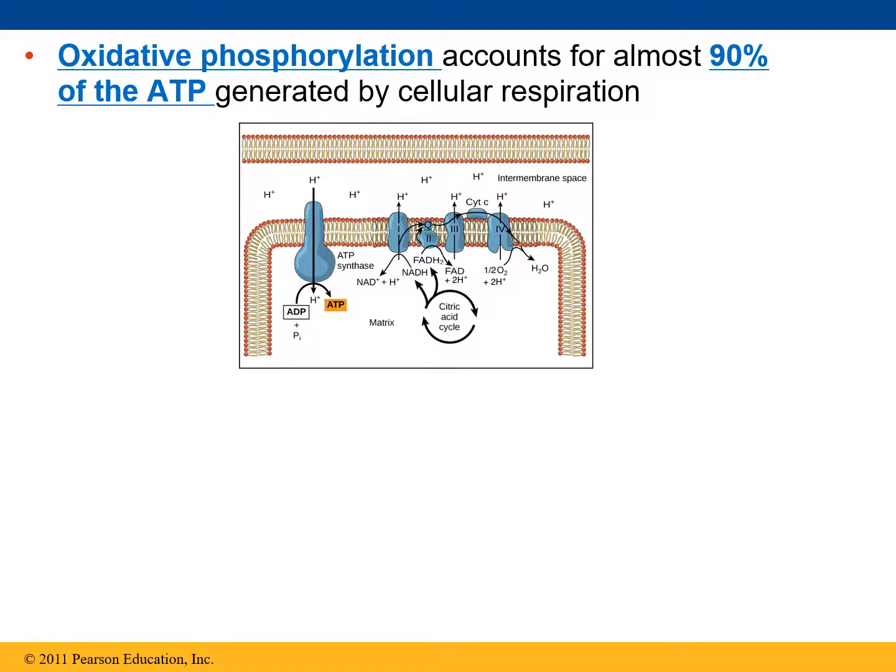The term phosphorylation, you're going to see in two different places. You're going to see oxidative phosphorylation. That is most of the ATP created by cell respiration. And that one is this big complex process that we'll talk about later.